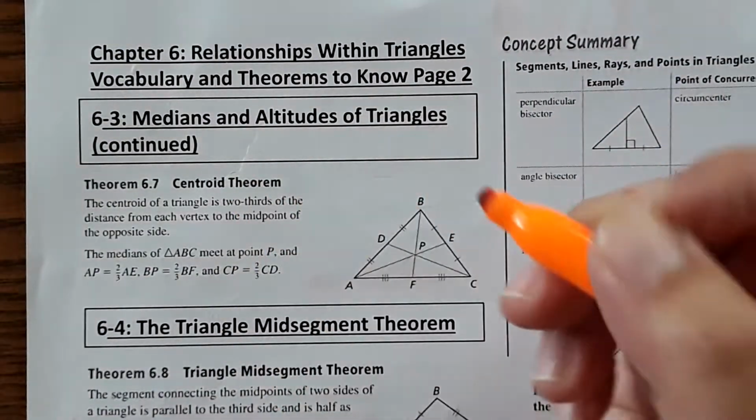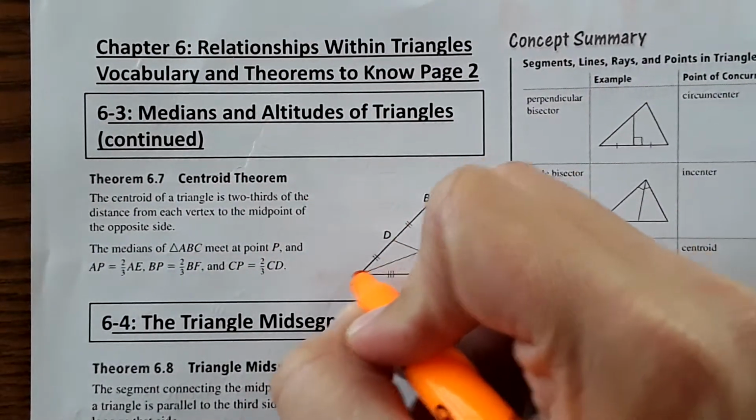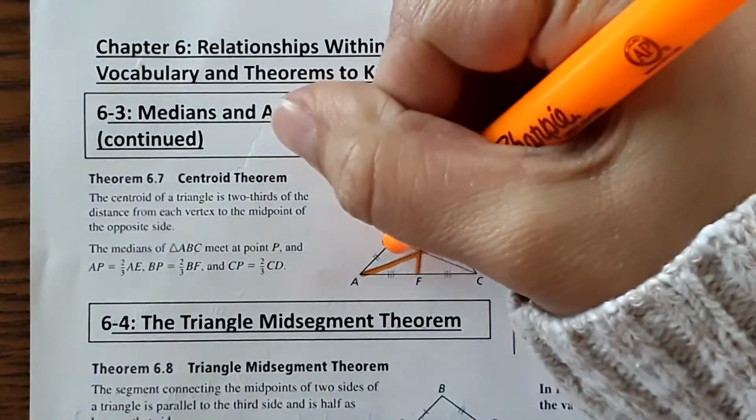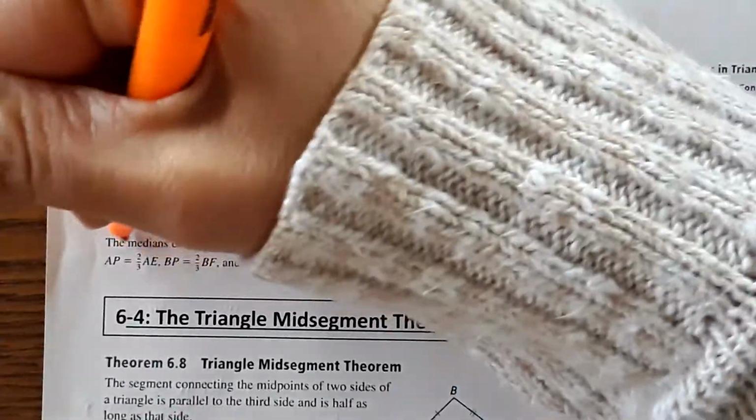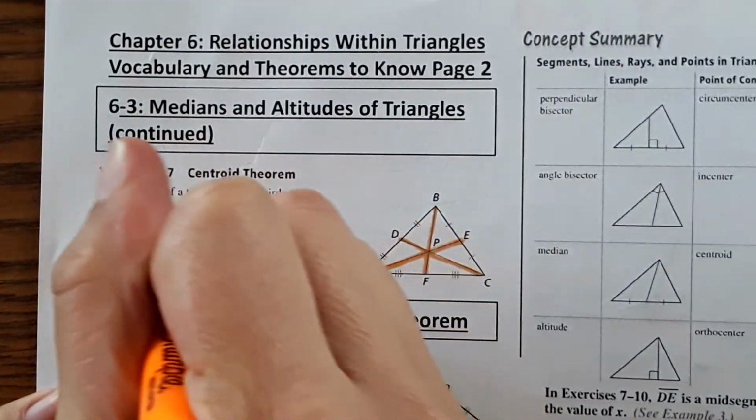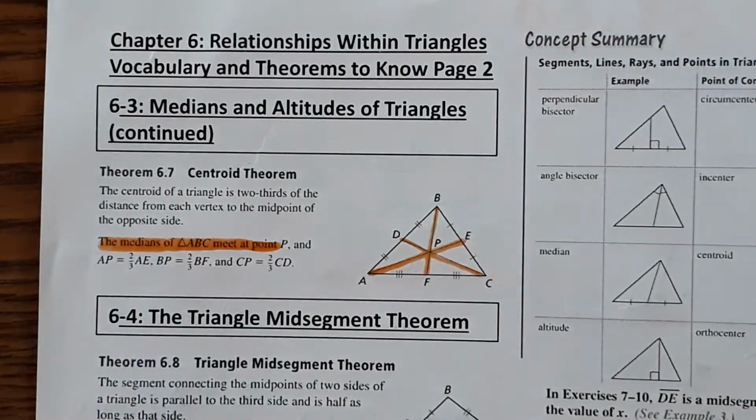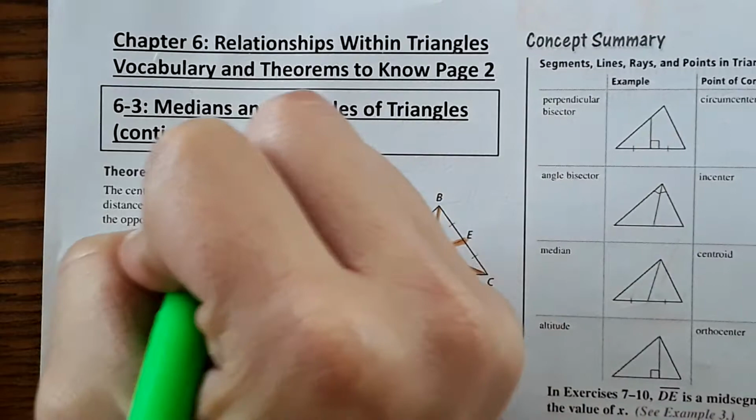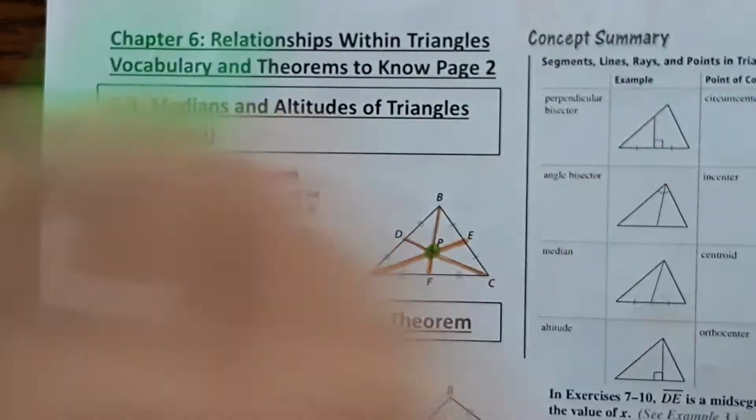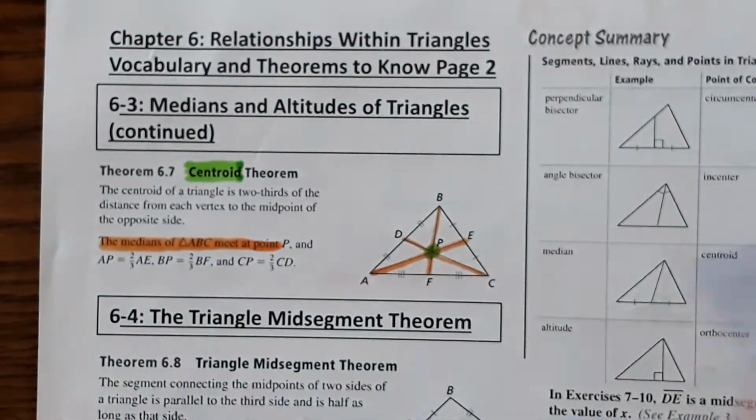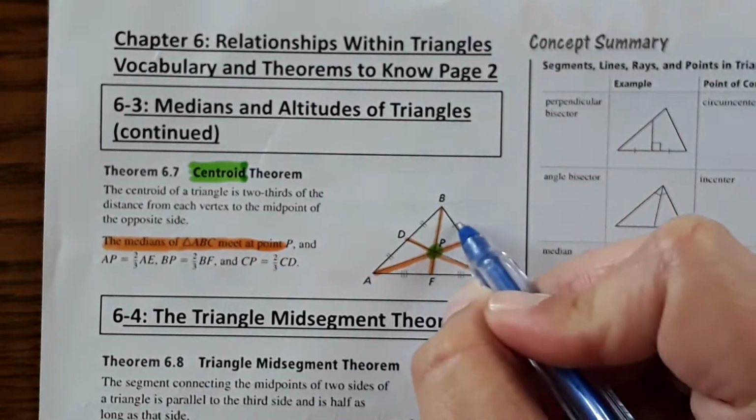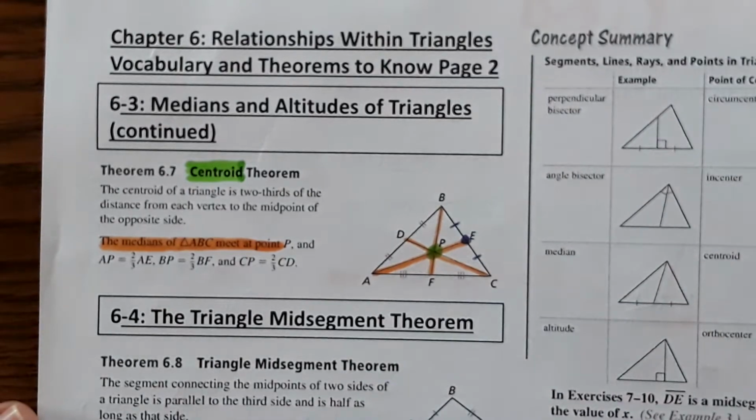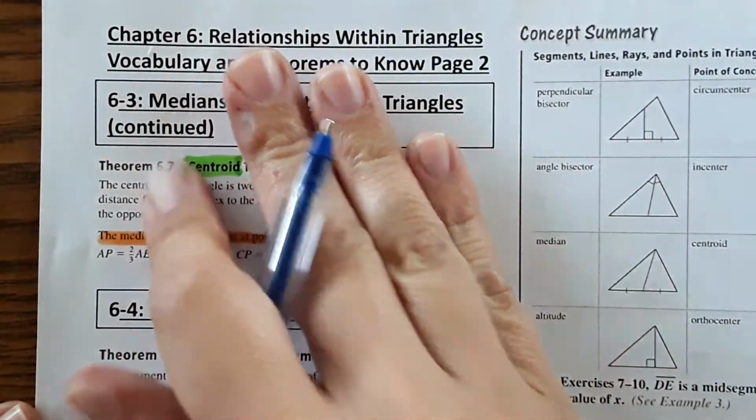A centroid is where the medians intersect, so I'm just going to highlight the medians here. These are the medians. Again, the medians of ABC meet at point P. So where they meet is right here, and this is the centroid. How do you know they're medians? They go from one vertex to the midpoint of the other side, and I know this is the midpoint because this is the same length as this, and so on and so forth. Why is it so blurry?